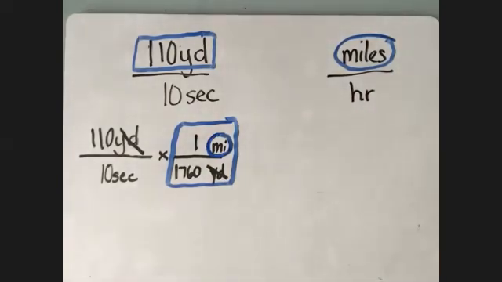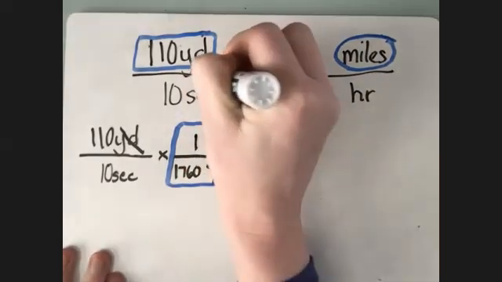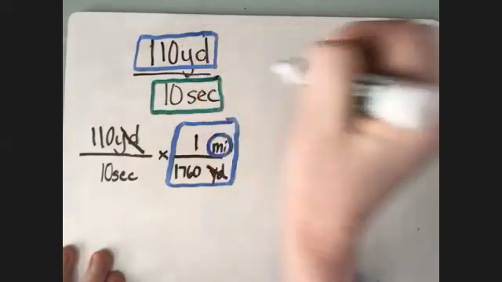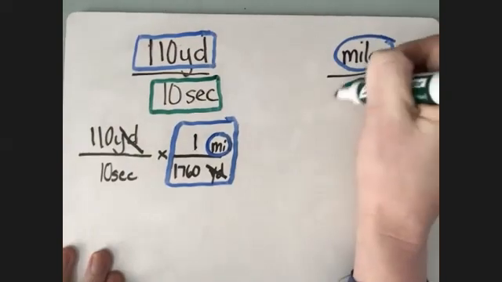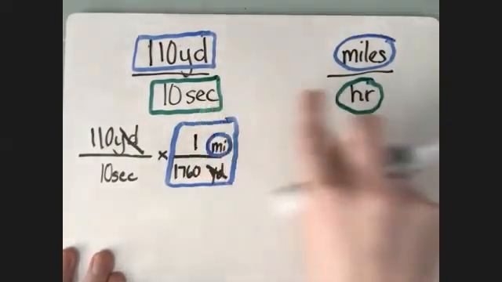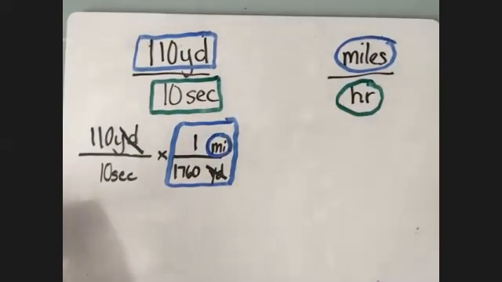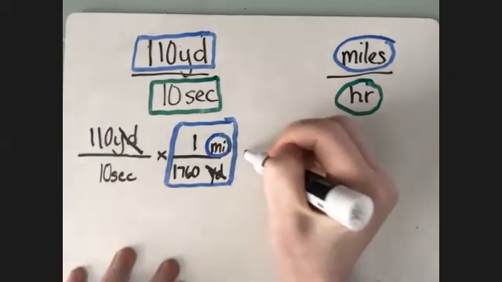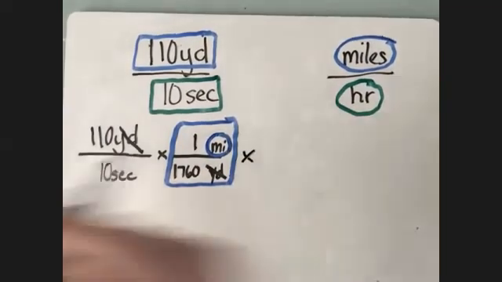Now I'm going to go back up to my original problem, and I'm going to look at the seconds. Seconds needs to go to hours. Are seconds the same as hours? No, they are not. That means I need to do another conversion box.